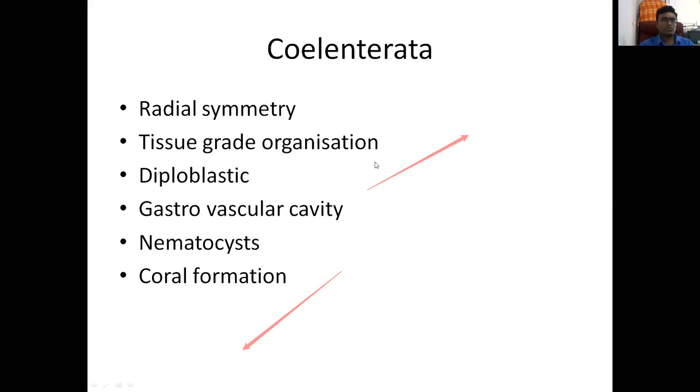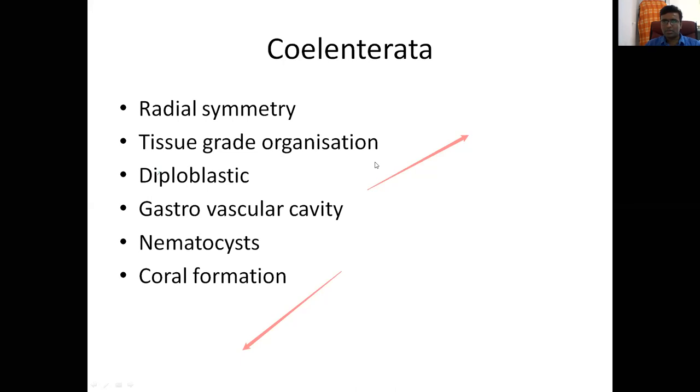Okay, so let us come to a few points that I have chosen in Coelenterata. The radial symmetry we have discussed already in the chart, where I told you the symmetry means arrangement of organs around an imaginary axis. So in case of radial symmetry, the arrangement of organs in the body is such that you can divide the body into two equal halves in any plane. So that is the radial symmetry. So the organisms of phylum Coelenterata have radial symmetry.